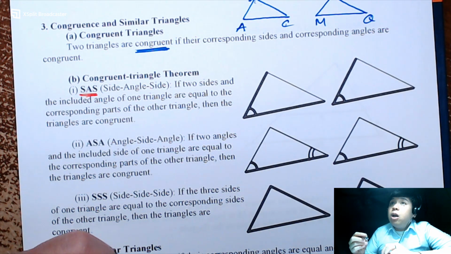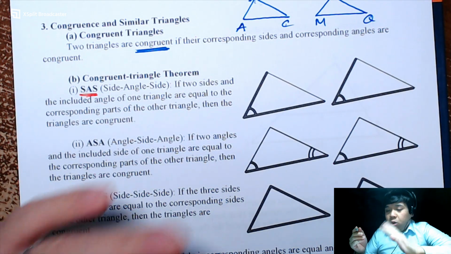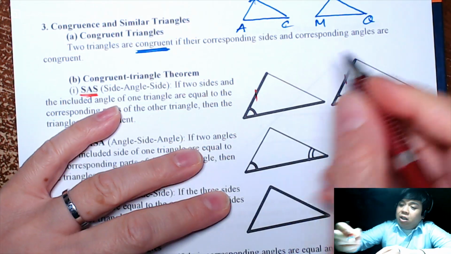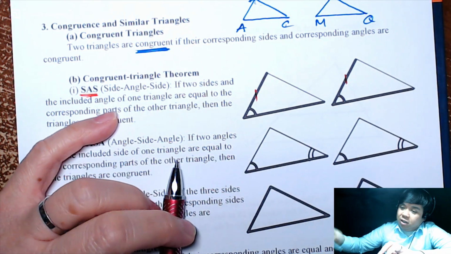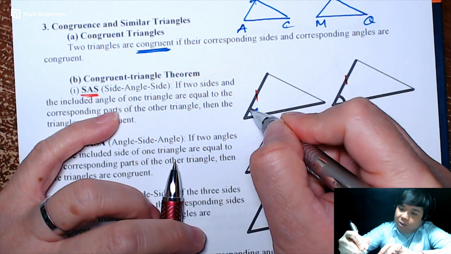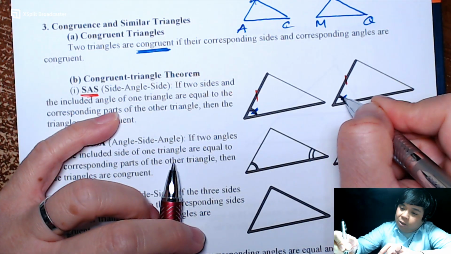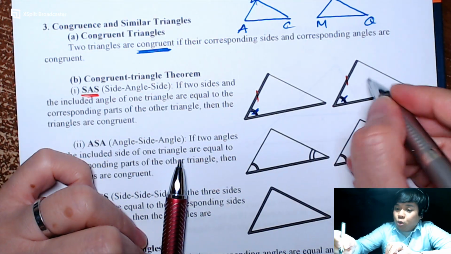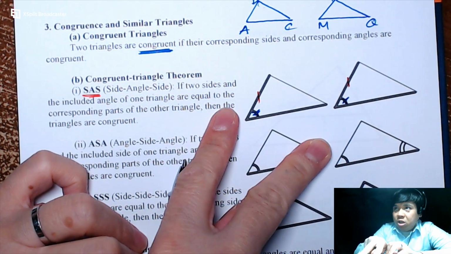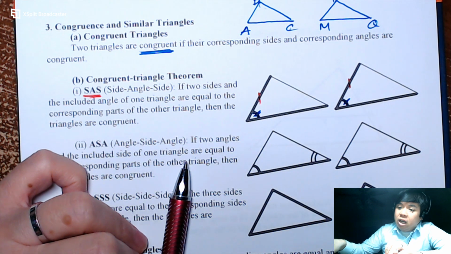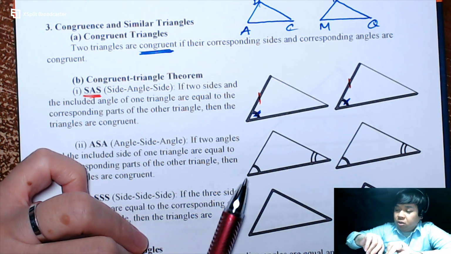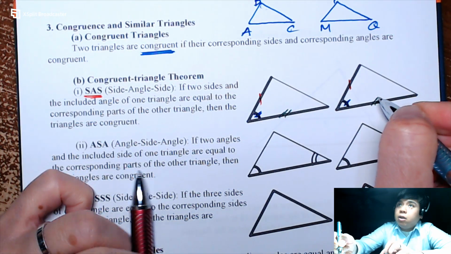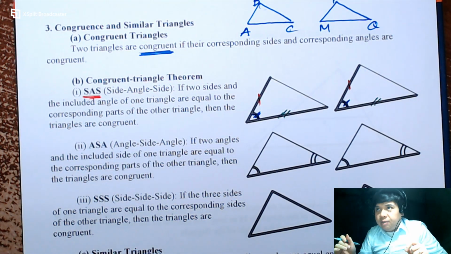okay, so side, angle, side. So a side equal to each other, an angle in between, and the other side. So an angle between the two sides. If we have 3 of those criteria equal to those 3 criteria, then those two triangles are equal. So this is side, angle, side.